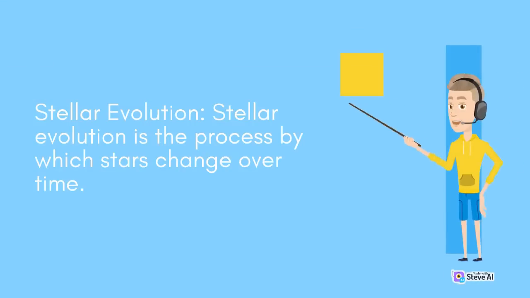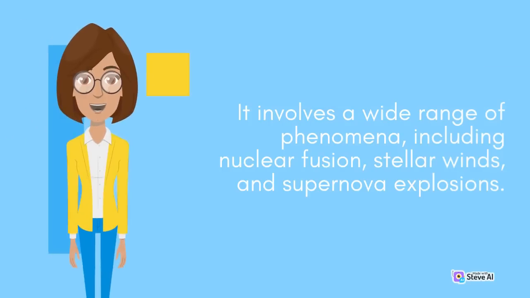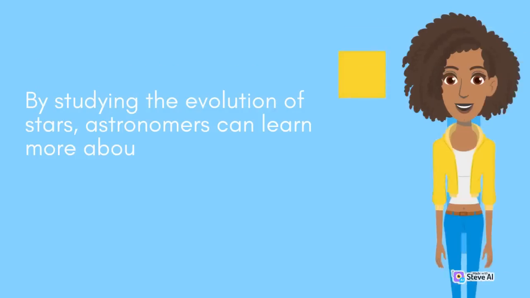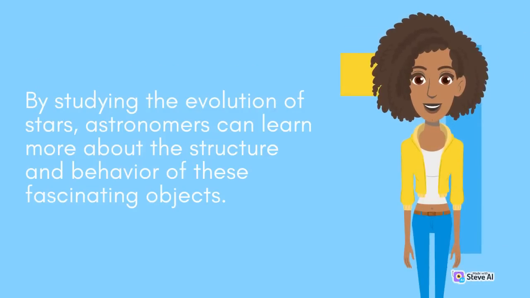Stellar evolution. Stellar evolution is the process by which stars change over time. It involves a wide range of phenomena, including nuclear fusion, stellar winds, and supernova explosions. By studying the evolution of stars, astronomers can learn more about the structure and behavior of these fascinating objects.